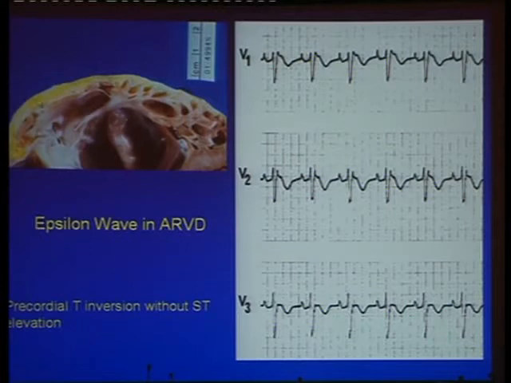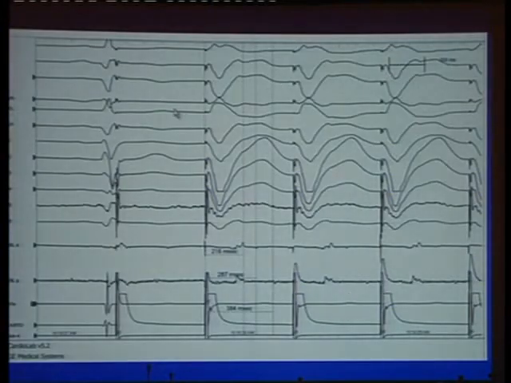So in ARVD, you also get programmed cell death, apoptosis with separation of myocardial fibers and tracts, and manifestations of these separated and delayed activated tracts are the epsilon waves. So it's very similar to the ischemic cardiomyopathy.